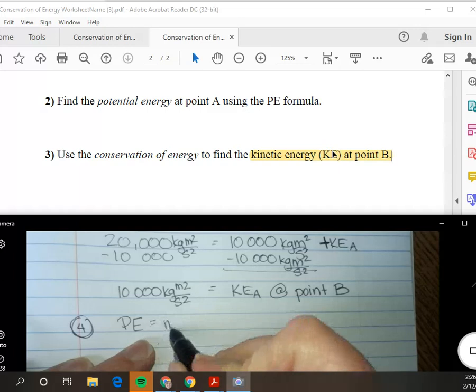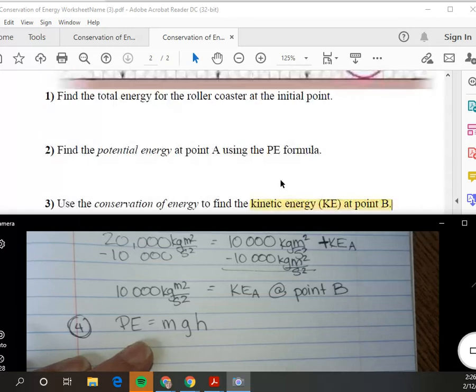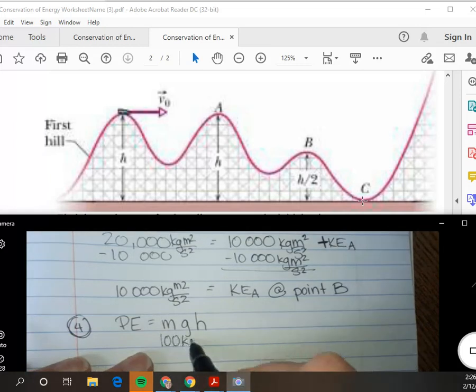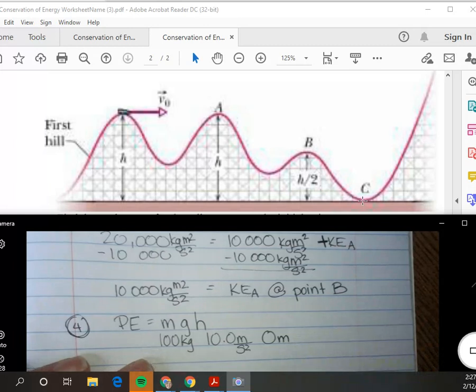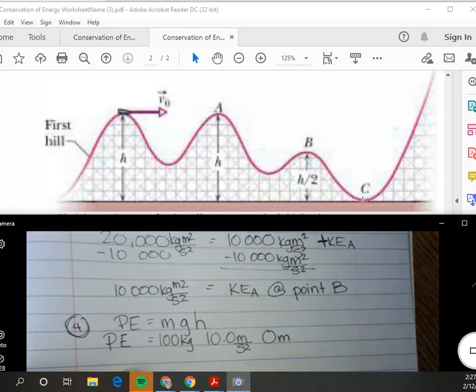Potential energy is mass times gravity times height. And it says that we're supposed to find the potential energy at point C. Right, here's point C. Point C is all the way on the ground. So its height is 0. We have the same car. We have the same planet, so we're going to have the same gravity. But our height is 0 because we're on the ground. You could argue that a roller coaster doesn't really go flat on the ground, but for our purposes, the diagram puts it right at 0. So 0 times anything is 0.